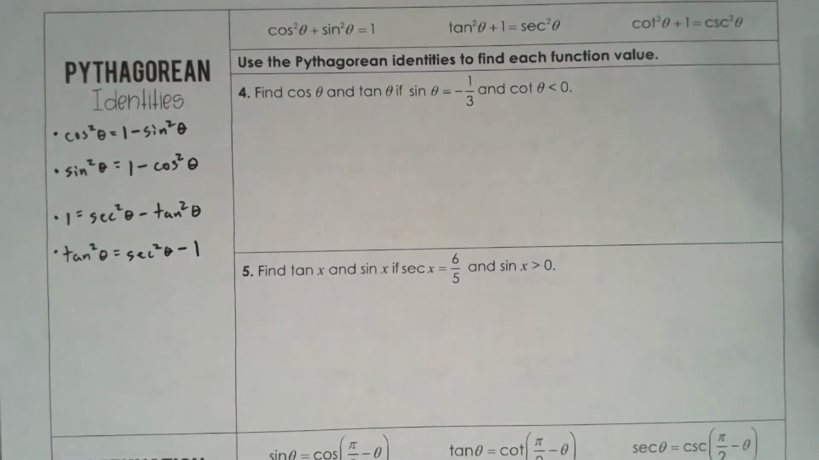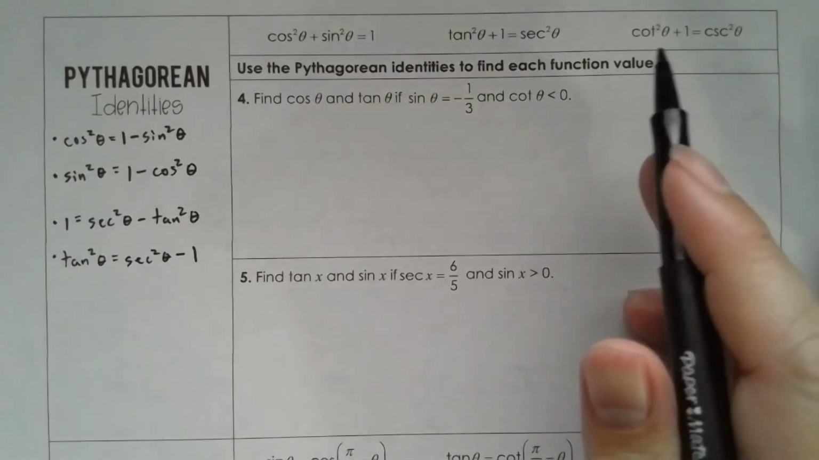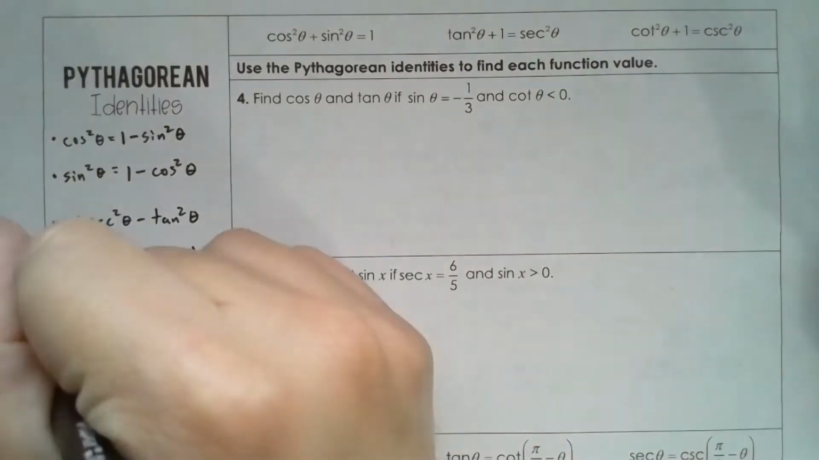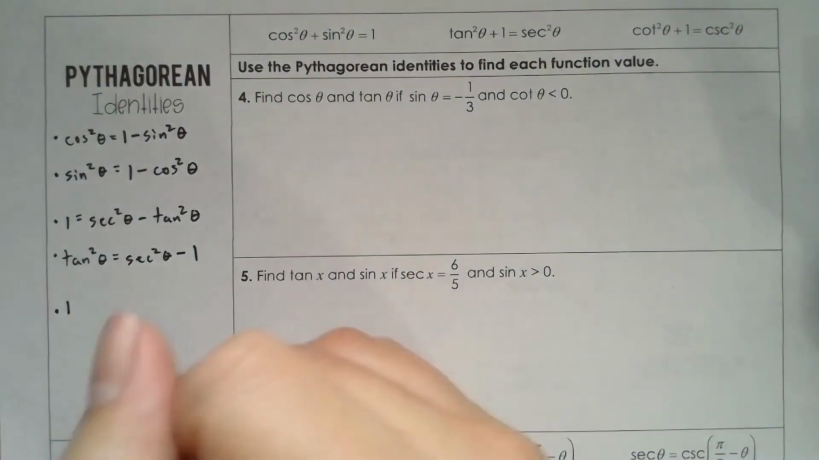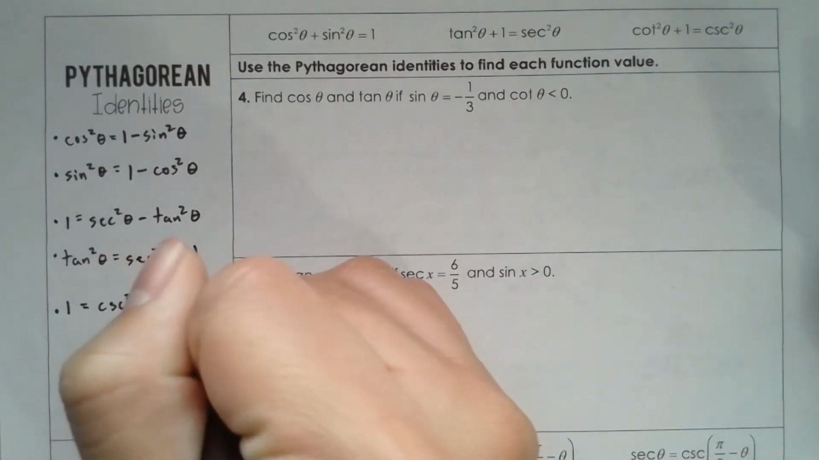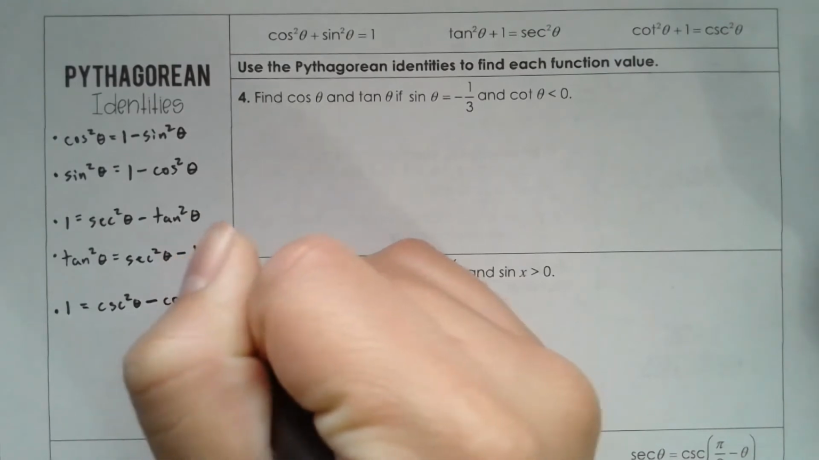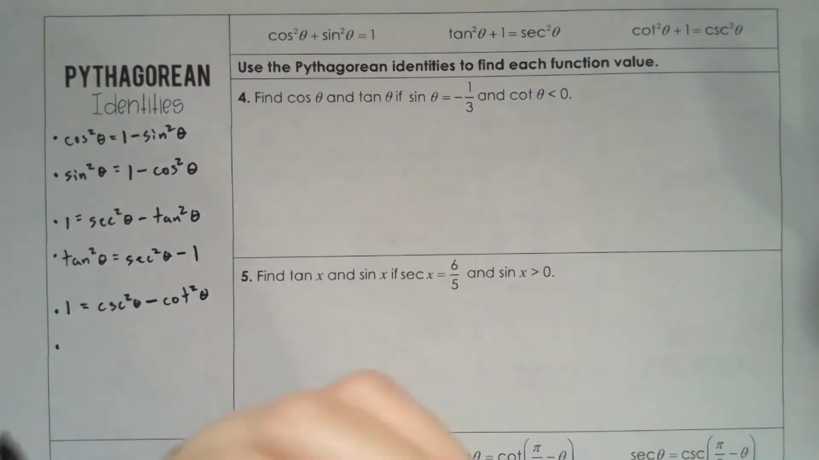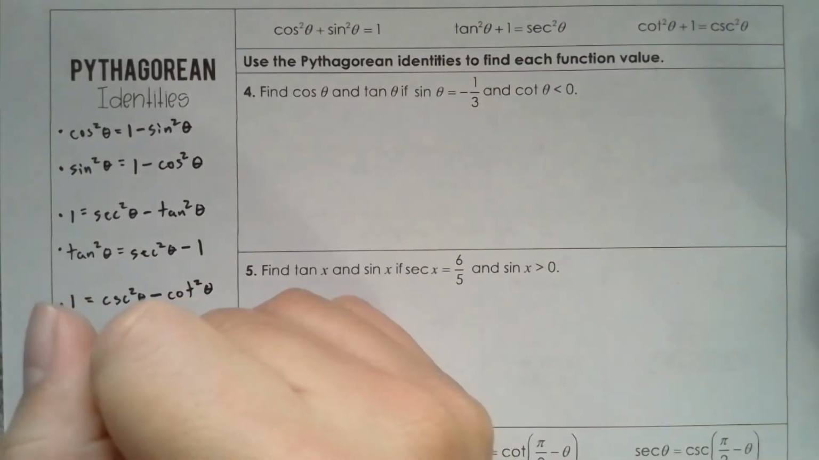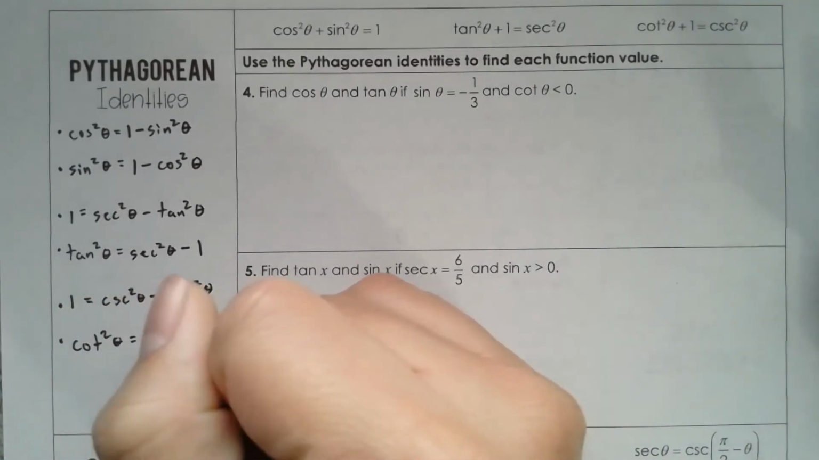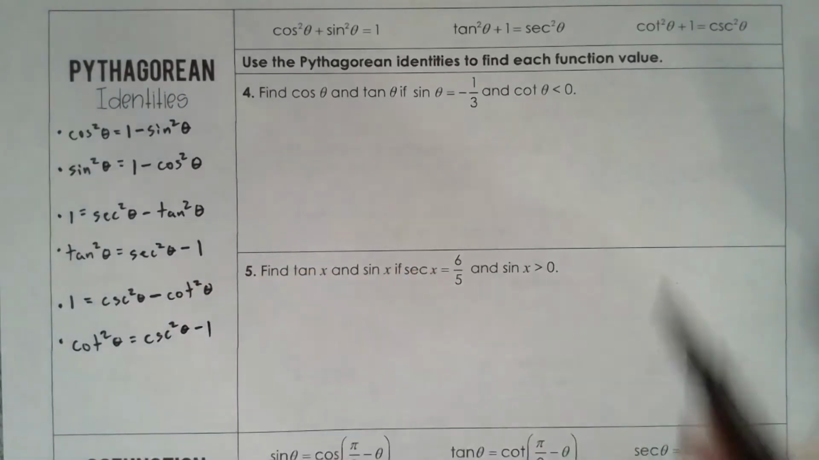And I could do the same thing from this one. If I subtract cotangent squared theta from both sides, that'll give me 1 is equal to cosecant squared theta minus cotangent squared theta. And lastly, I can also say then cotangent squared theta is equal to cosecant squared theta minus 1. If I subtract 1 from both sides, I get this one here.